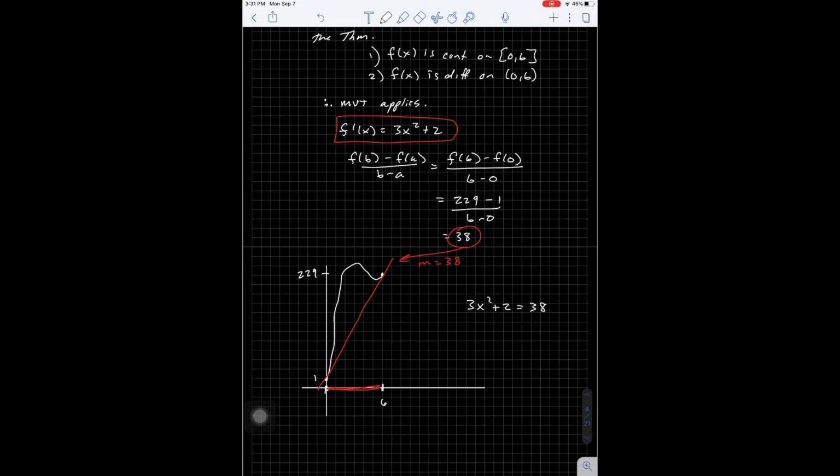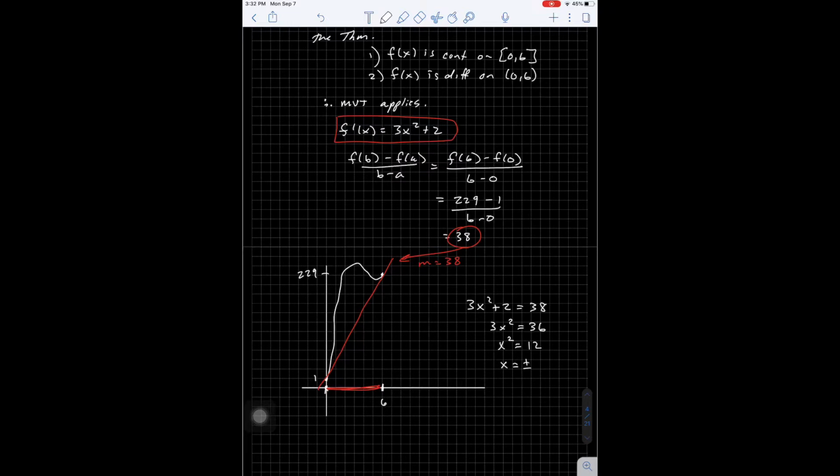I thought it's a quadratic, so I need to get everything over on one side. I'm going to subtract that 38. Or no, let's see, sorry. It's just a squared term, so I don't have to run a quadratic. Just subtract the 2. Oh goodness, I'm going into typo land really fast here. I'm going to get it together. Divide by 3 is 12.